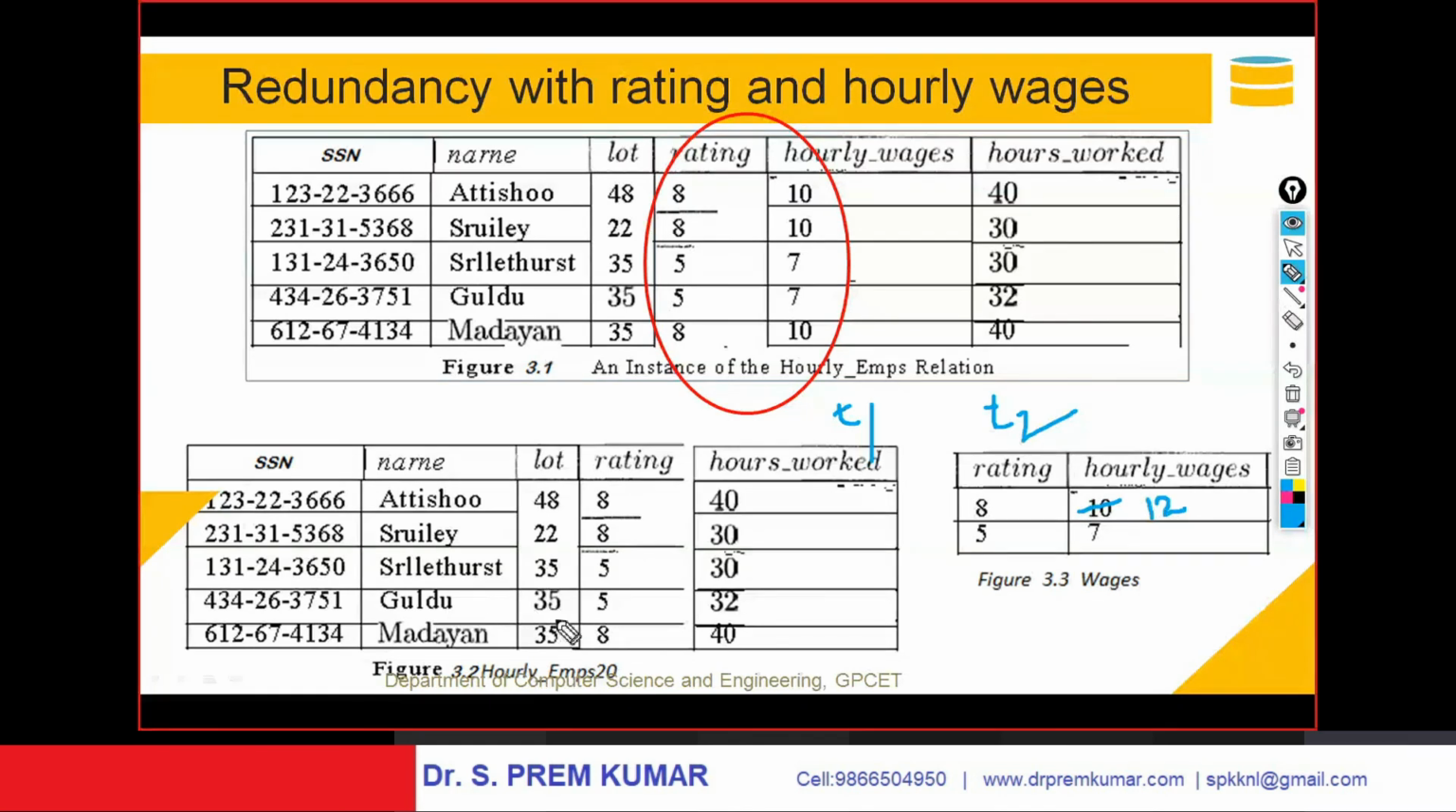You take this fellow, this is Guldu, his rating is 5. సో 5 ఉంటే ఎంత కట్టాలి? $7 పే చేయాలి per hour. సో దిస్ ఈజ్ ఎఫిషియంట్ డిజైన్ దాన్ దిస్. ఈ టేబుల్ కన్నా ఈ టేబుల్ డిజైన్ ఈజ్ యాన్ ఎఫిషియంట్ డిజైనింగ్. సో దిస్ ఈజ్ డీకంపోజింగ్. ఈ పెద్ద టేబుల్ని 2 చిన్న టేబుల్స్‌గా చేయటాన్ని వి కాల్ ఇట్ యాజ్ డీకంపోజింగ్.